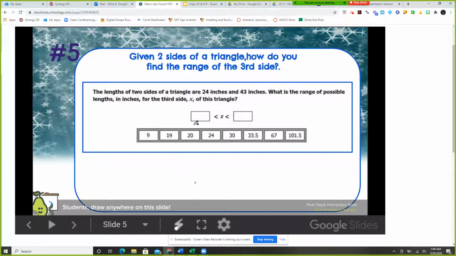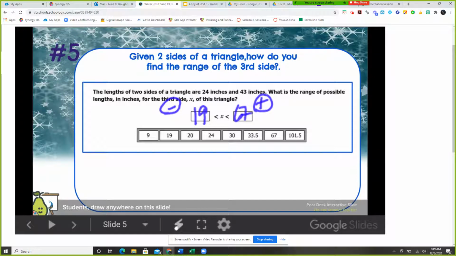For the next one, how do I find the range of sides? What math do I have to do to find that first box? Absolutely. We're going to subtract those two numbers, and I think we get 19. Is that correct? And then what do we do for the second box? Add. And when I add, I get 67.